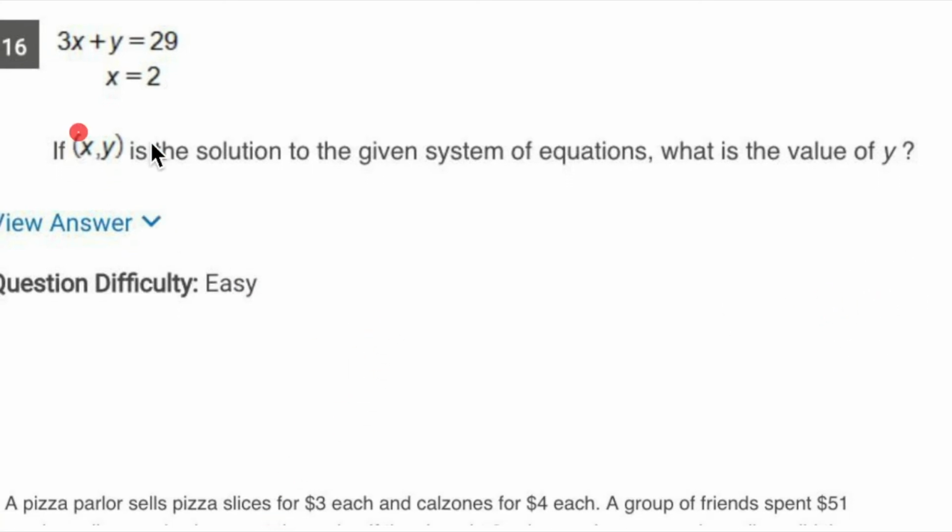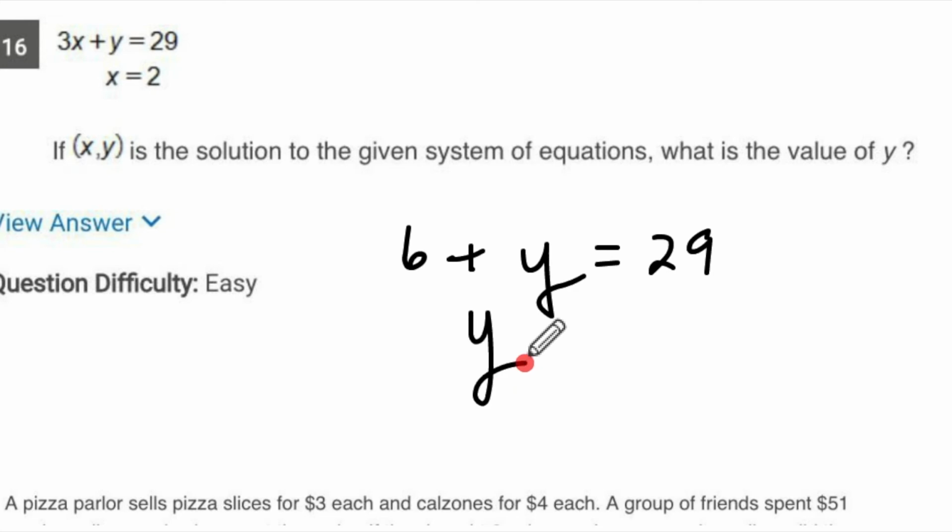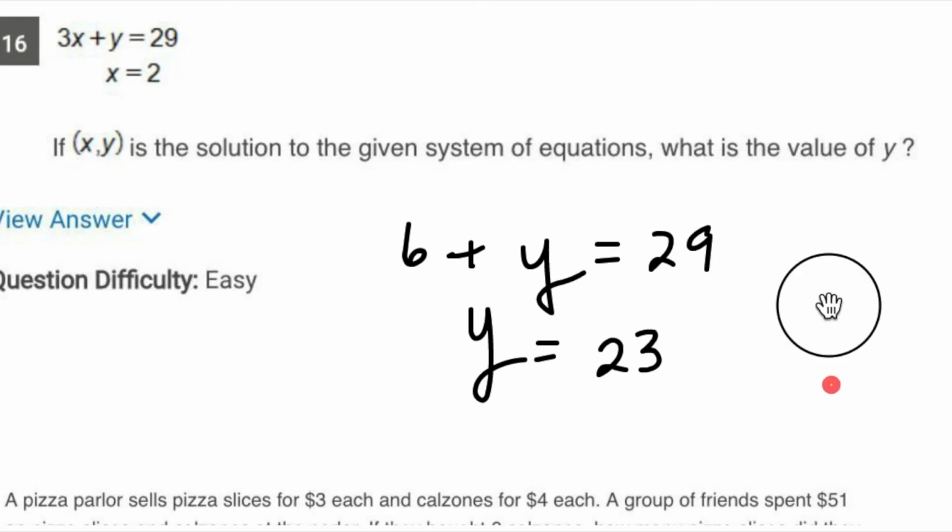I just have 3 on this page. Okay, 16, this is a grid-in, so because it's a grid-in, it will start easy again at 16. So you just put the 2 in where the x is. So 3 times 2 is 6, plus y equals 29. So we get y equals 23. And 23 is the answer. Okay, go faster on those.